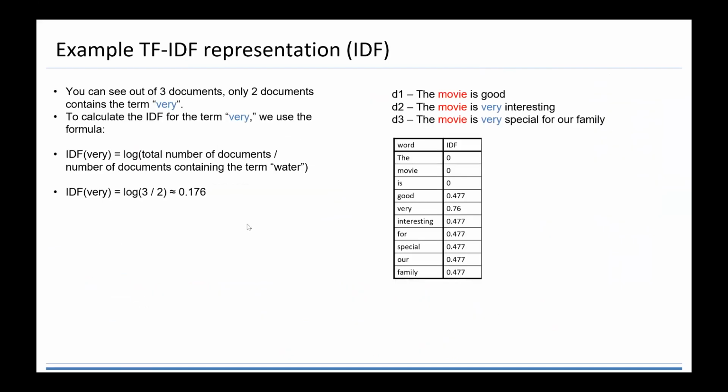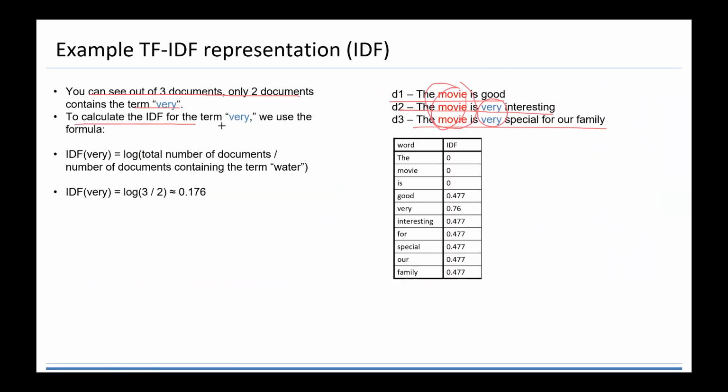So we can also look at the IDF. If we deal with the IDF, we can see that out of 3 documents, only 2 documents contain the term very. So you can see: the movie is good, the movie is very interesting, the movie is very special for our family. The word very appears in 2 documents. The word movie appears in 3.